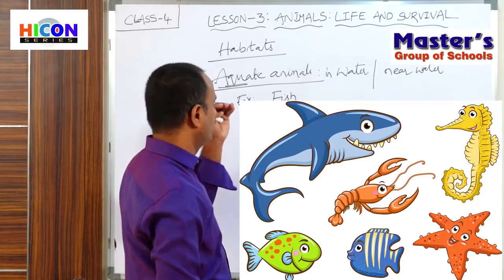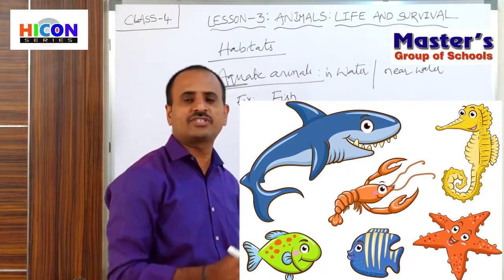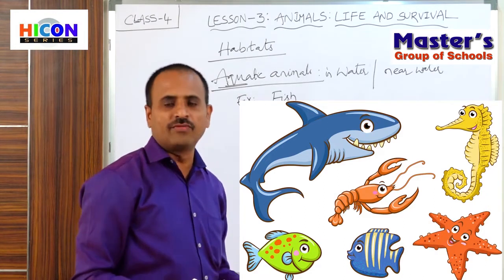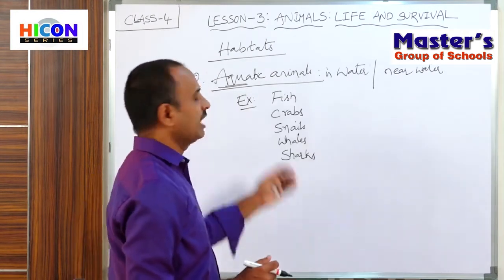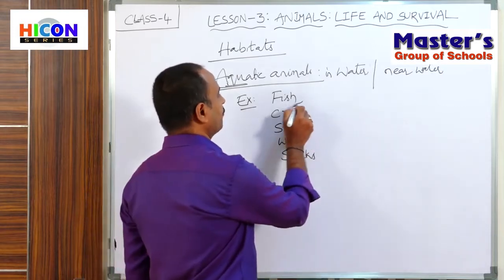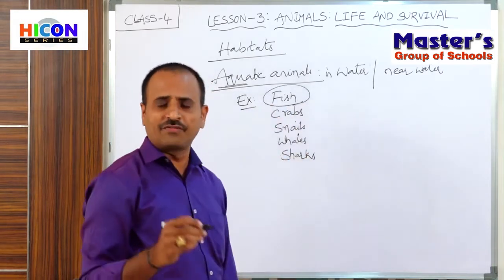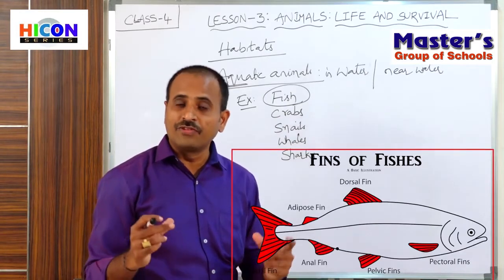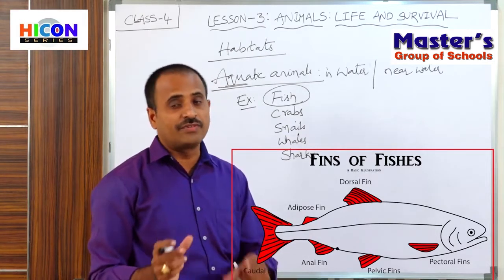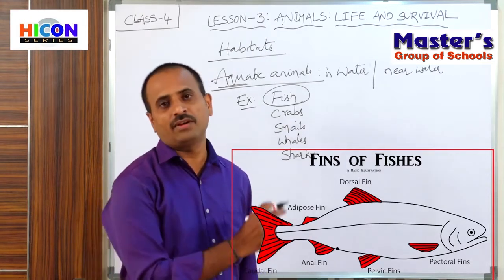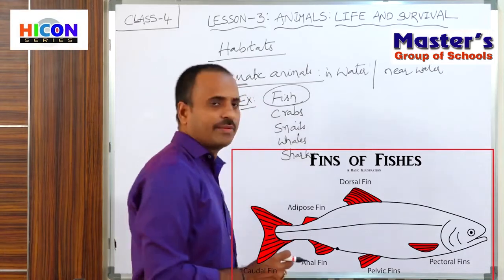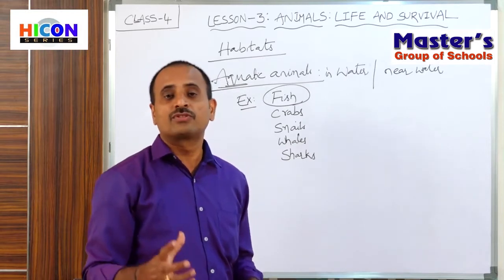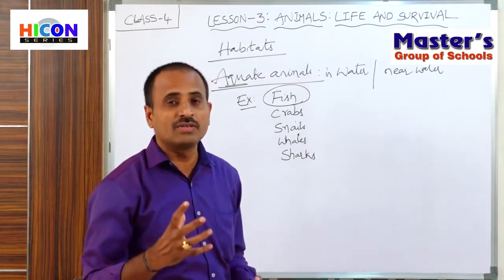So if you consider fish, crabs, snails, whales and sharks, all these live in water. So those animals which live in water or near water are called aquatic animals. Whereas if you take fish, it has some fins at each side of its body to swim easily in the water. So these aquatic animals also have some special features and adaptations so as to live in water. So what are those adaptations?